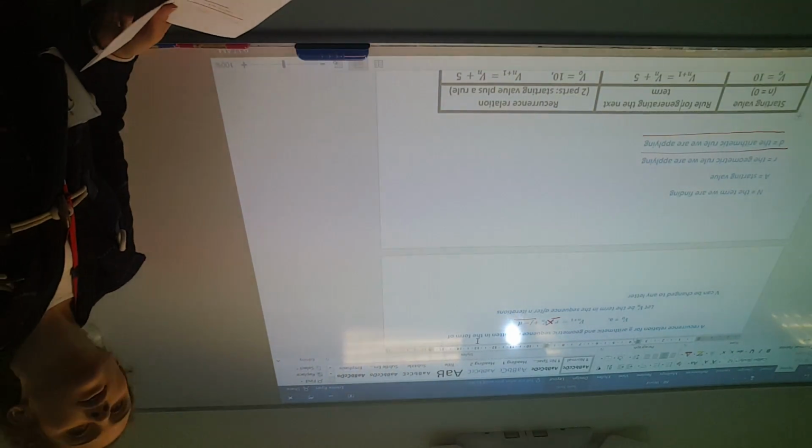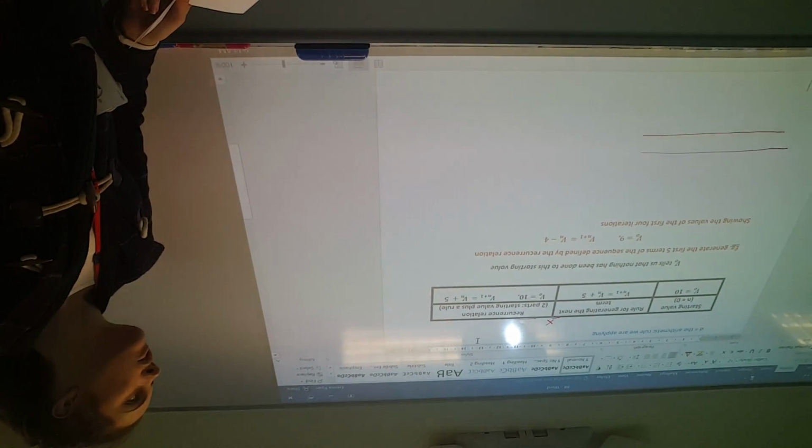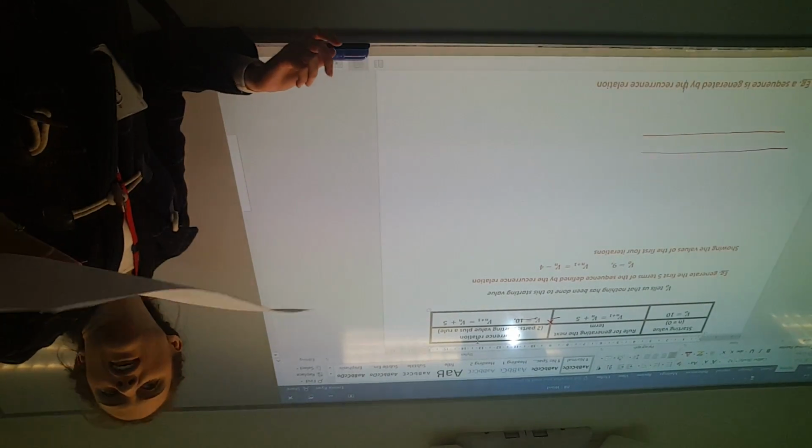You know how the letters can change to any letter? Is it just best to leave it as V? Unless it says otherwise in the question.